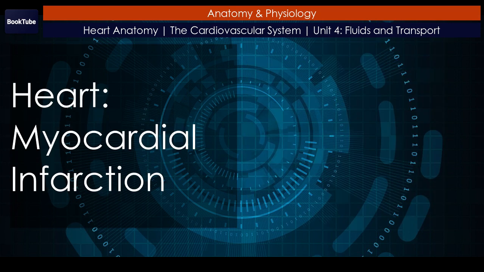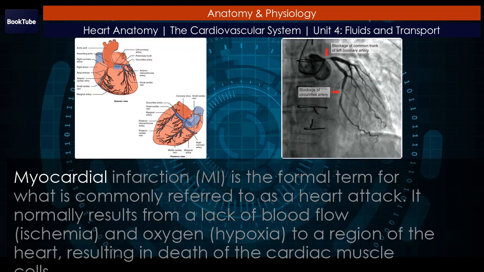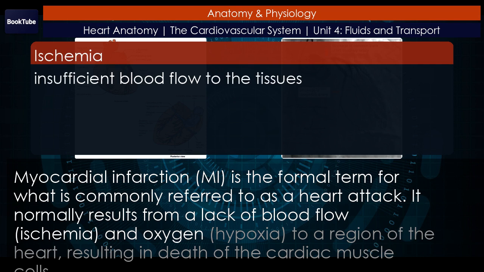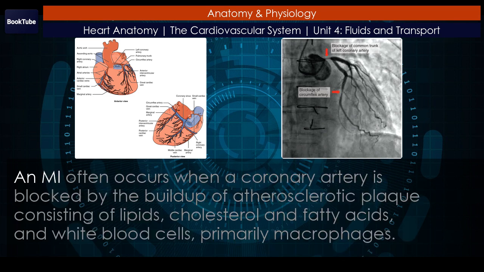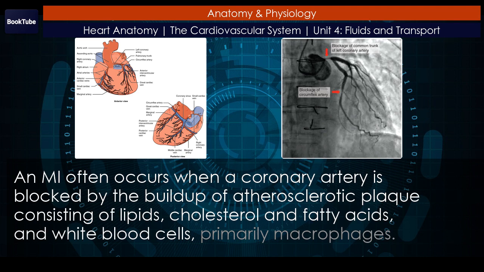Diseases of the heart. Myocardial infarction. Myocardial infarction, MI, is the formal term for what is commonly referred to as a heart attack. It normally results from a lack of blood flow, ischemia, and oxygen, hypoxia, to a region of the heart, resulting in death of the cardiac muscle cells. An MI often occurs when a coronary artery is blocked by the buildup of atherosclerotic plaque, consisting of lipids, cholesterol and fatty acids, and white blood cells, primarily macrophages.